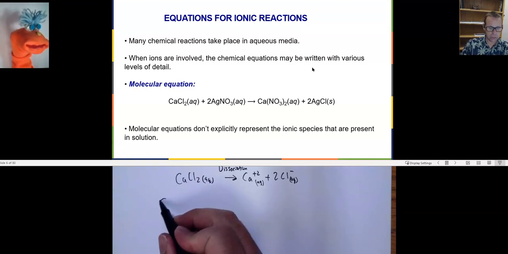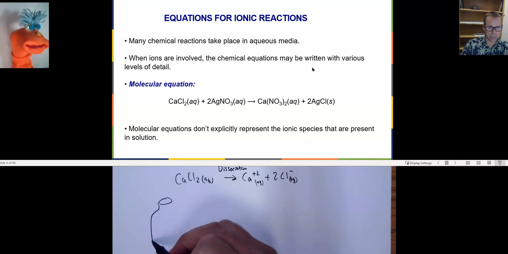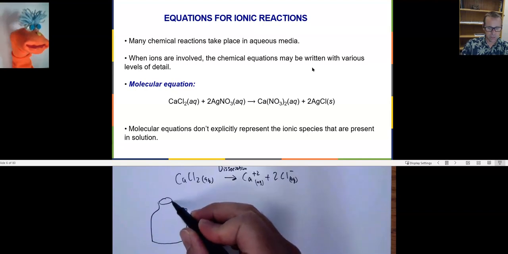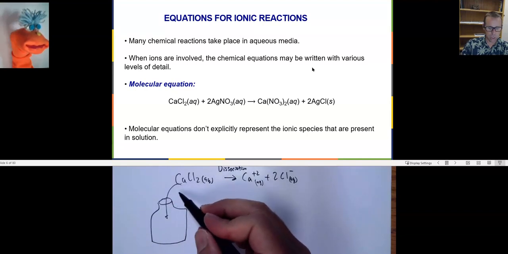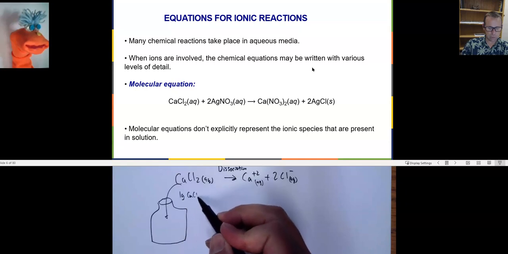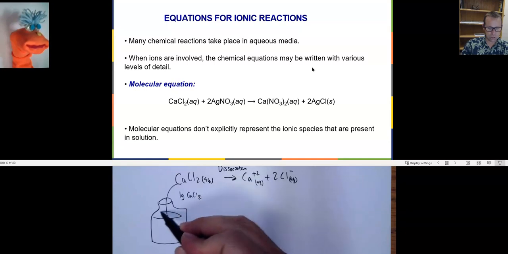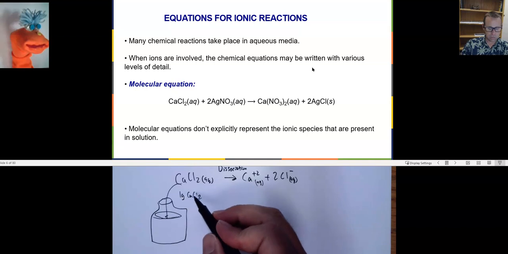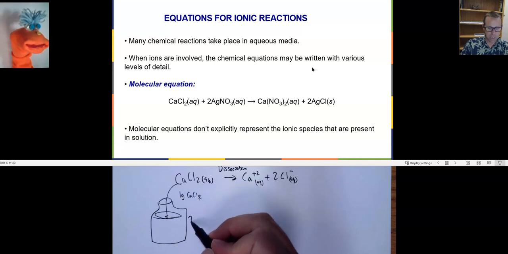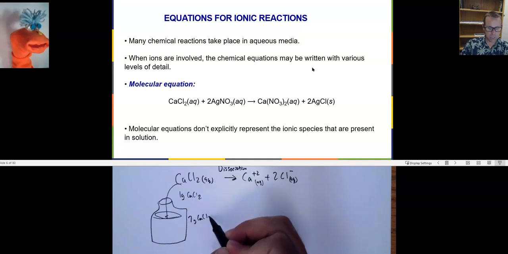Here's a little funny joke that I'll tell you over and over in this class. Here it is. If I put 1 gram of calcium chloride into this solution, right? 1 gram of calcium chloride, how many grams of calcium chloride do I have in there?